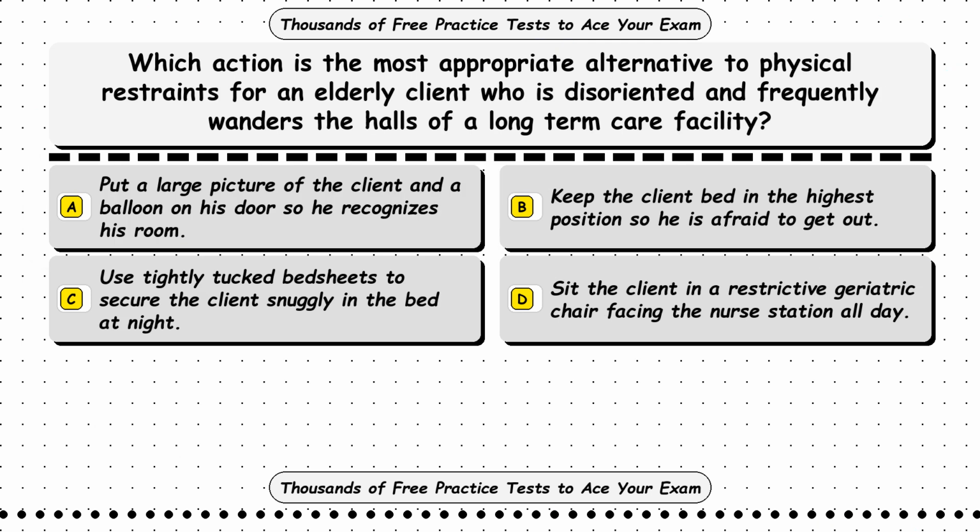Question 144. Which action is the most appropriate alternative to physical restraints for an elderly client who is disoriented and frequently wanders the halls of a long-term care facility? Option A. Put a large picture of the client and a balloon on his door so he recognizes his room. Option B. Keep the client's bed in the highest position so he is afraid to get out. Option C. Use tightly tucked bed sheets to secure the client snugly in the bed at night. Option D. Sit the client in a restrictive geriatric chair facing the nurse station all day.